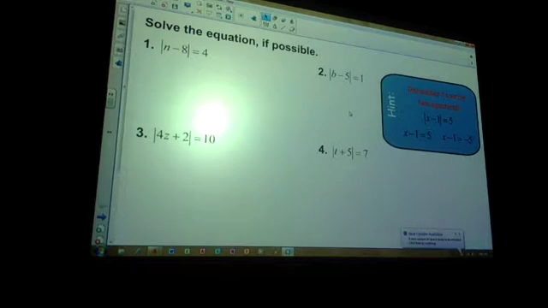So remember, absolute value is how far away from 0 are we? It's a distance. Or how far away from a point are we? Okay? So if it's a distance, if you're using a number line, you can have a distance to the left and you have a distance to the right. That's why we have to write it as two different equations.